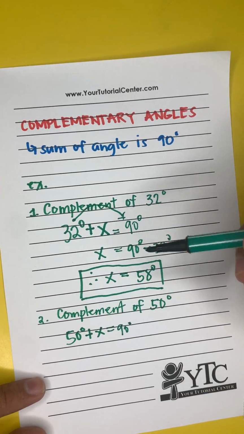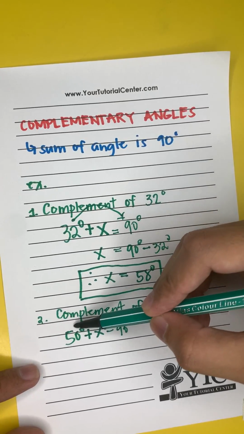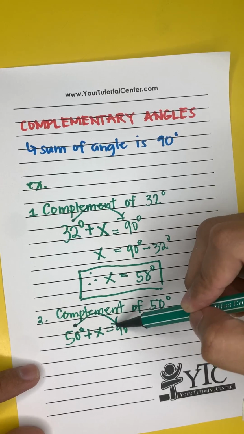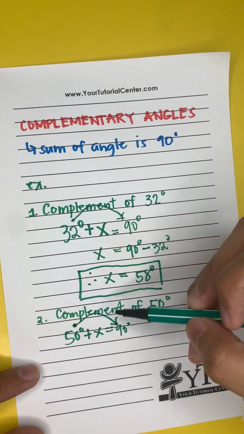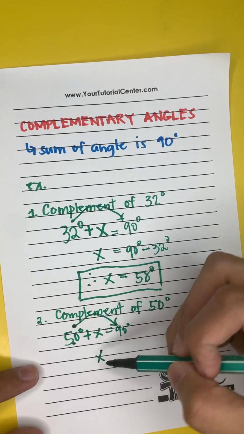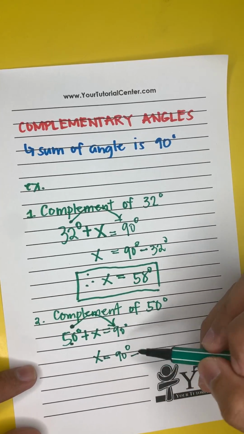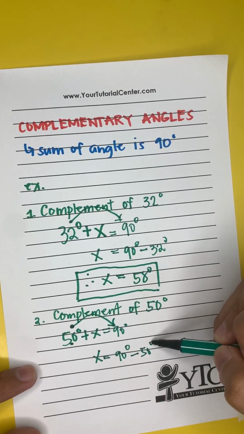So for the second step, transpose the constant or the given angle to the other side, and the sign will be changed from positive to negative. So let's copy this one. Then equal to 90 degrees minus 50 degrees.